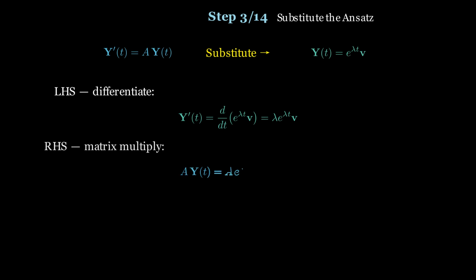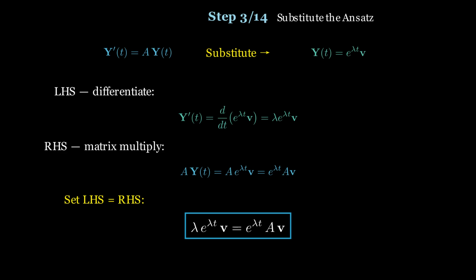Step 3. Substituting the ansatz into y prime equals A y. The left-hand side is the derivative of e to the lambda t v, which gives lambda e to the lambda t v by the chain rule. The right-hand side is A times e to the lambda t v, which equals e to the lambda t A v, because e to the lambda t is a scalar. Setting them equal gives lambda e to the lambda t v equals e to the lambda t A v. Identical algebra to the 2 by 2 case. The size of v does not matter here.